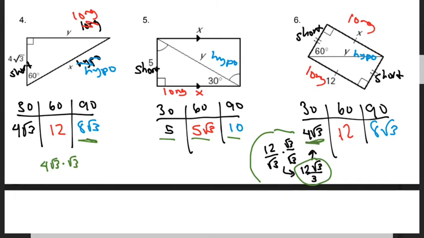12 is going to be right here for 6, and then that 90 degrees, our hypotenuse, I just got to double this, and I get 4 radical 3. So that's how those 3 problems are worked out.